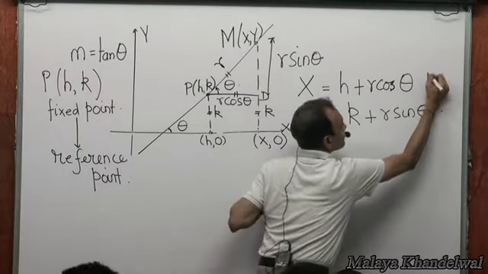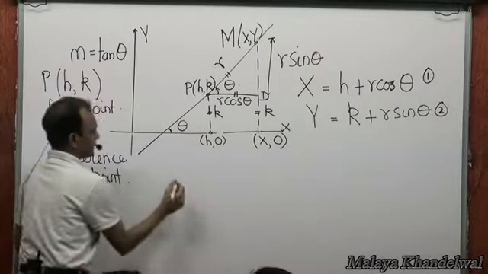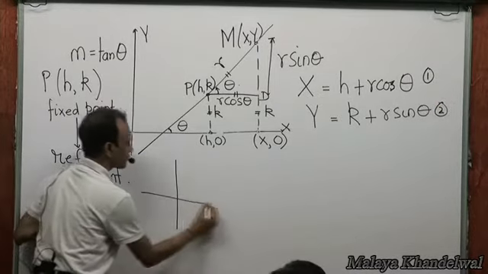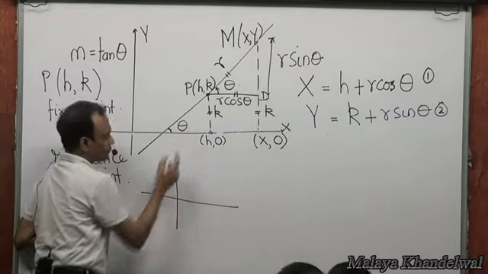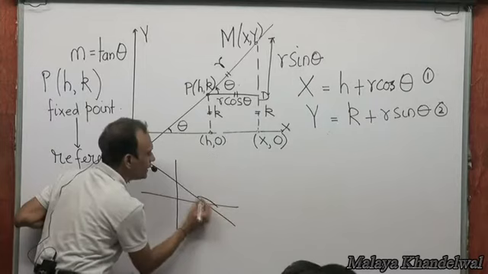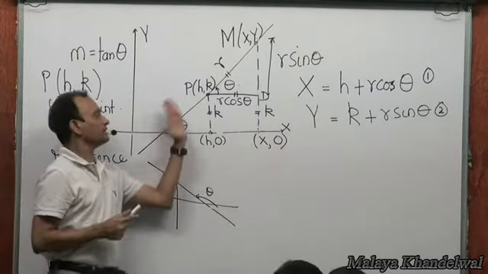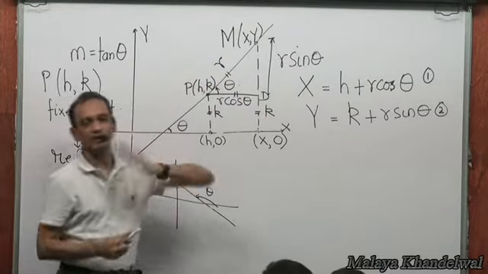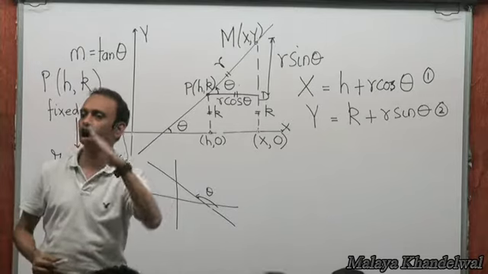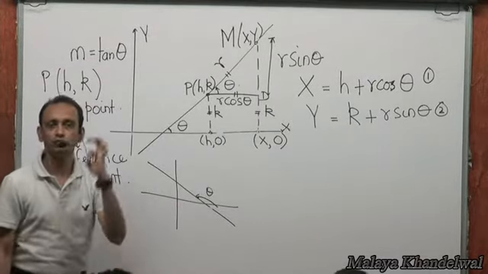Realize if there is a straight line, then either this theta would be acute or this theta could be obtuse. These are the only two possibilities for a straight line. Either the straight line would be inclined this way or it's going to be inclined this way. So either it's going to be acute or it's going to be obtuse, right? One way or the other.